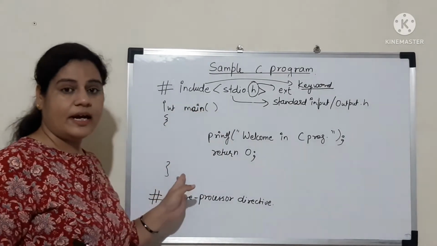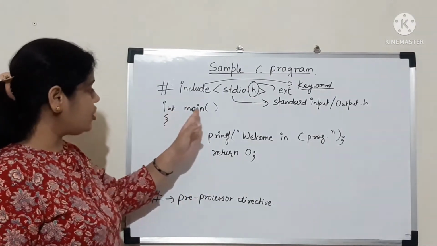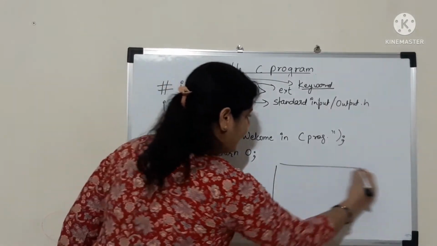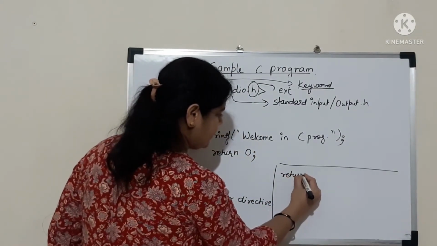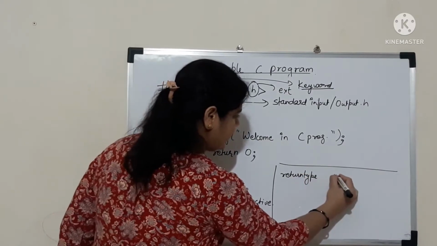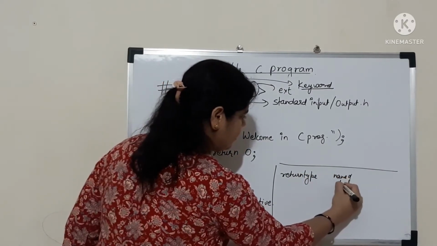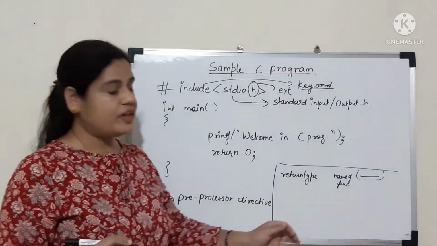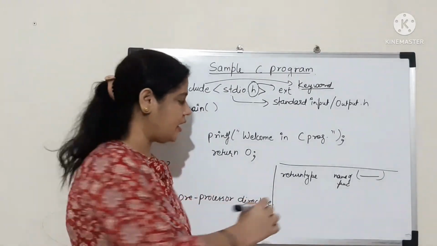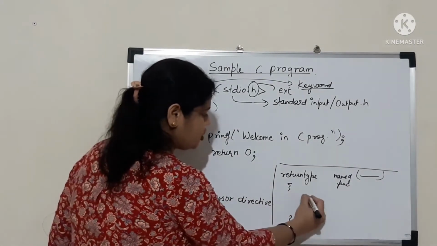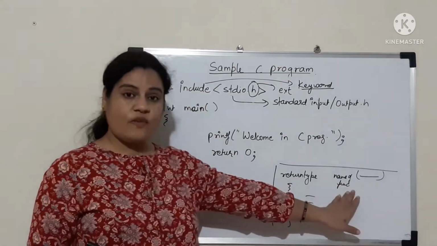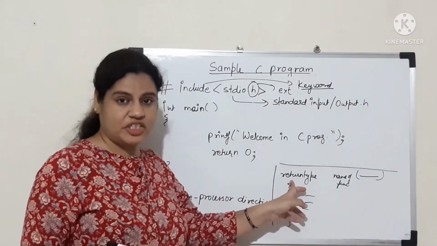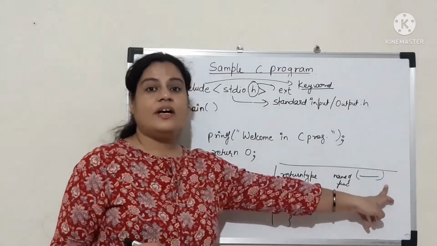And also at the main function, int main. Every function has a structure like: first is the return type, then the name of the function, and the bracket, which is the argument list. This is basically the structure of the function, and these are the curly braces, start and stop. Here is the name of the function which you are going to define, and here is which type of value your function is returning and which type of value it is taking.